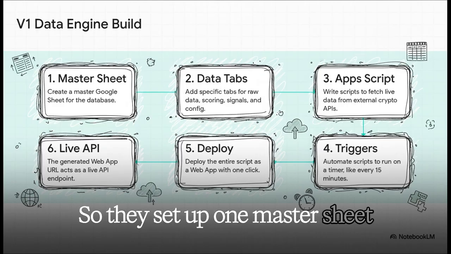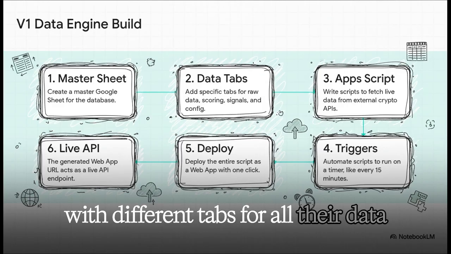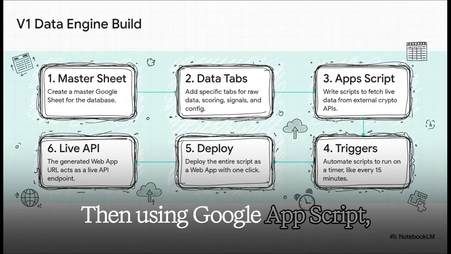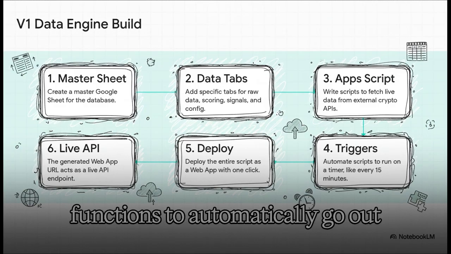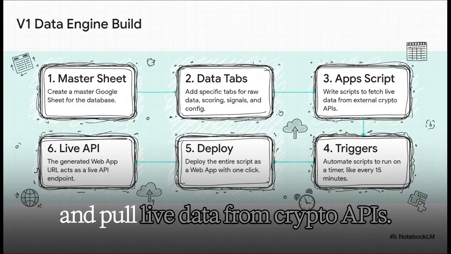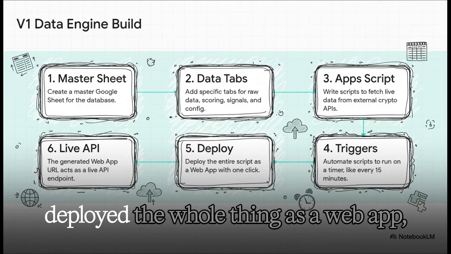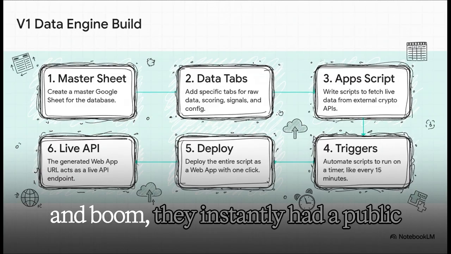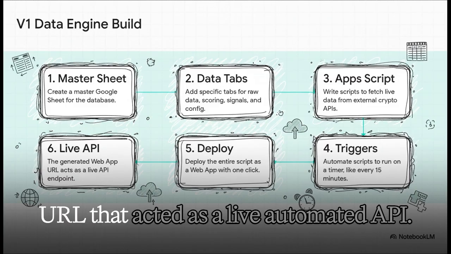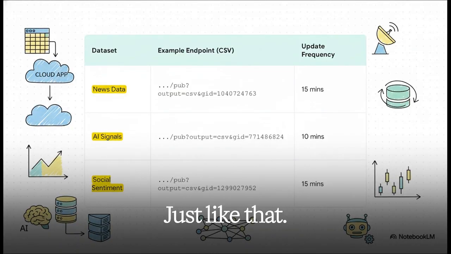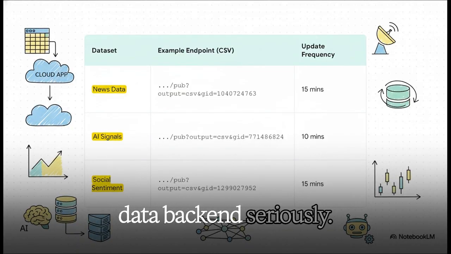So they set up one master sheet with different tabs for all their data streams, raw data, signals, you name it. Then, using Google Apps Script, they wrote these simple little functions to automatically go out and pull live data from crypto APIs. They put those scripts on a timer, deployed the whole thing as a web app, and boom, they instantly had a public URL that acted as a live automated API. And just like that, they had a working, real-time data backend.